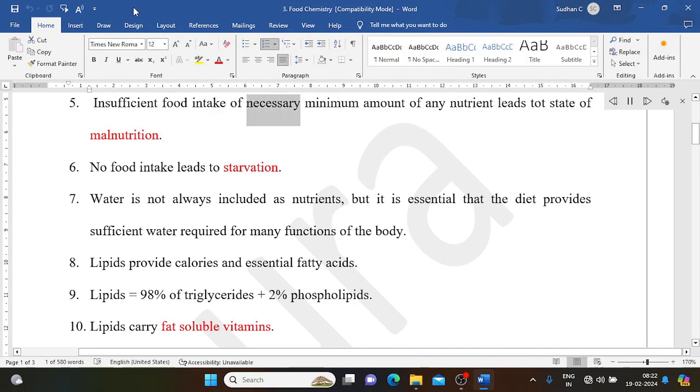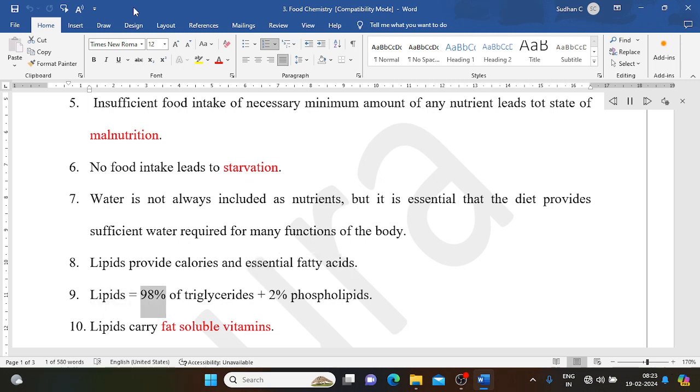Insufficient intake of the necessary minimum amount of any nutrient leads to a state of malnutrition. No food intake leads to starvation. Water is not always included as a nutrient, but it is essential that the diet provides sufficient water required for many functions of the body. Lipids provide calories and essential fatty acids.